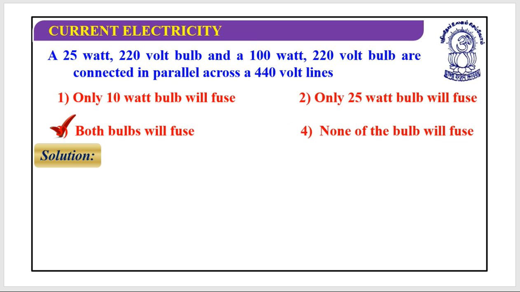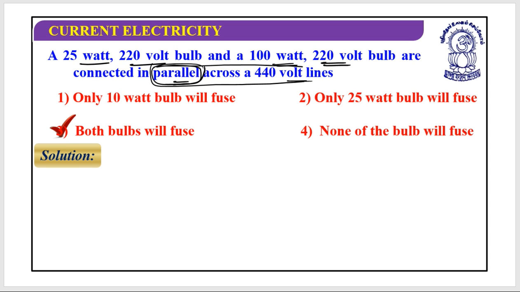Yes. Next question. A 25 watt 220 volt and a 100 watt 220 volt bulb are connected in parallel. Look at this, this is the difference. In the previous question, they were connected in series. Now they are connected in parallel across a 440 volt line. So what should be done? How could I do this?